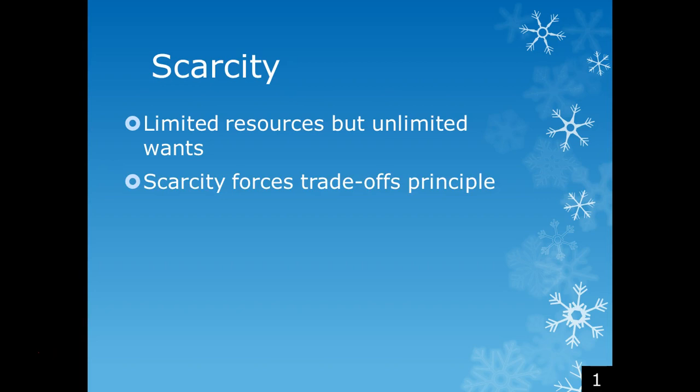And the scarcity forces trade-offs principle just says that when you have a lot of things that you want and you can't have everything, you have to make trade-offs. When you choose one thing, it means you're giving up something else. If we had unlimited resources, then we wouldn't have to trade off anything. We could have everything and everything else. But because there's scarcity, if we choose one thing, we have to give something else up.